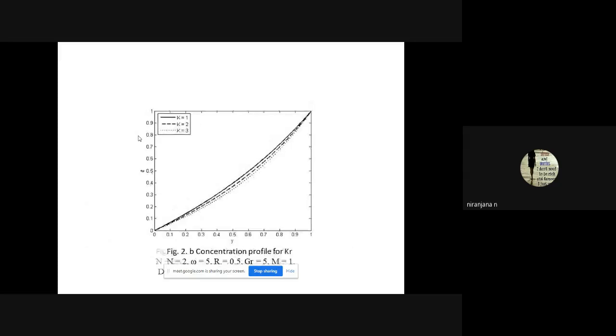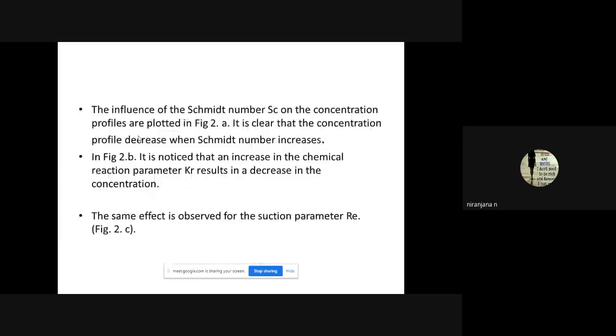Schmidt number increases when the concentration profile decreases. Next, for the chemical reaction parameter, I also got the same result. When the chemical reaction parameter increases, the concentration profile decreases. And then the concentration profile for the radiation parameter. Here you can see the explanation for that.